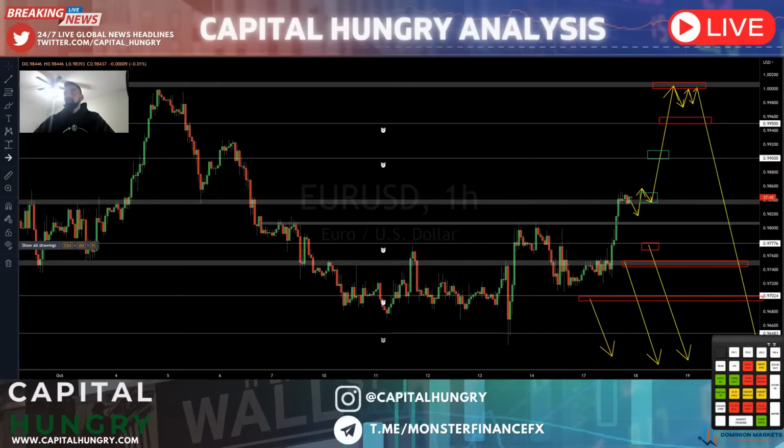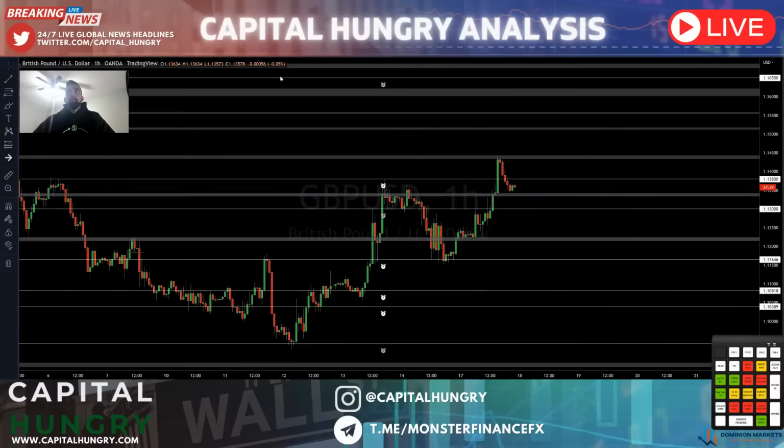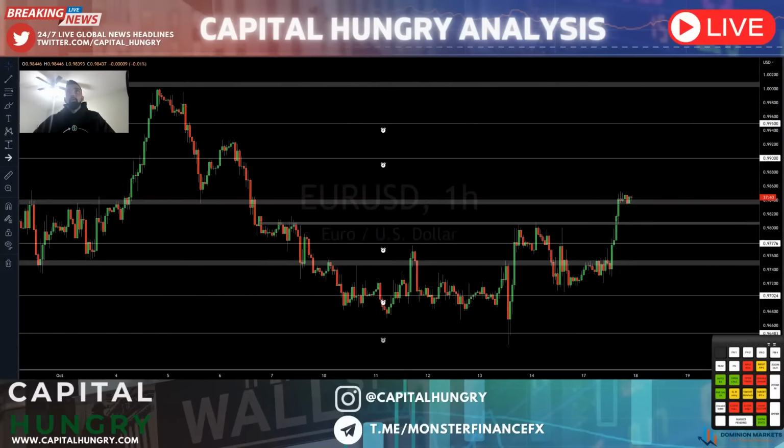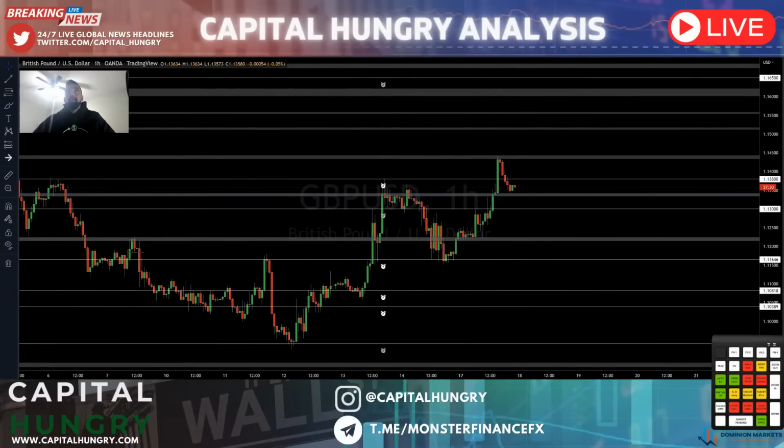So both GU and EURUSD are very similar, where we can see some short-term pullback buys up into better sell zones, or just jump back into the sells if we get confirms of canceling out these upside moves.